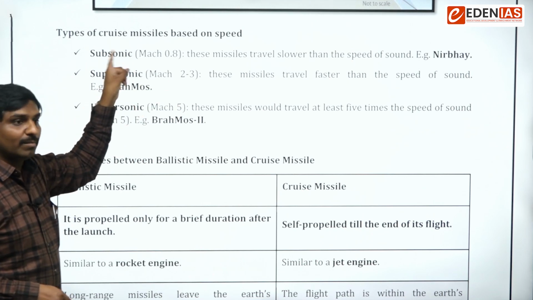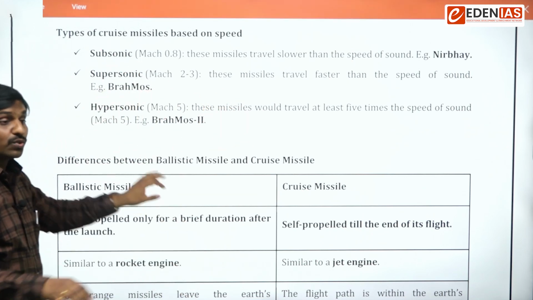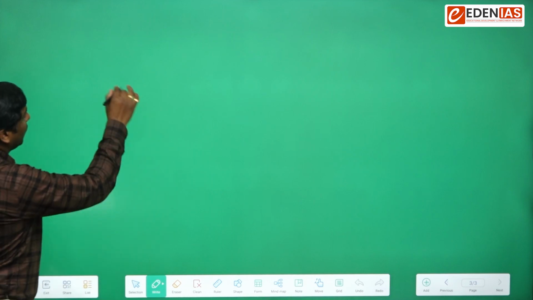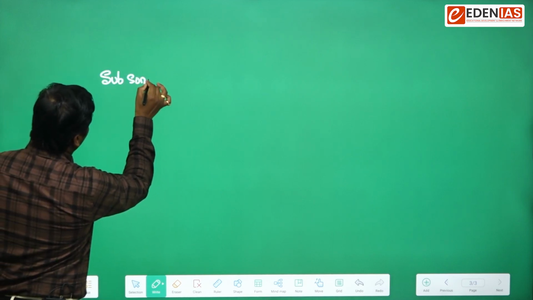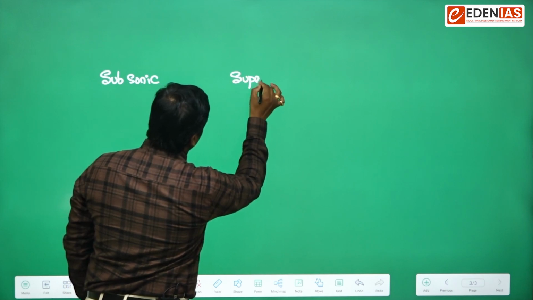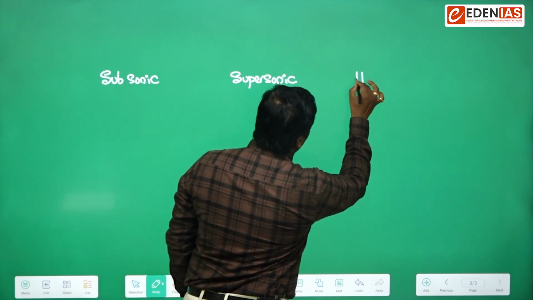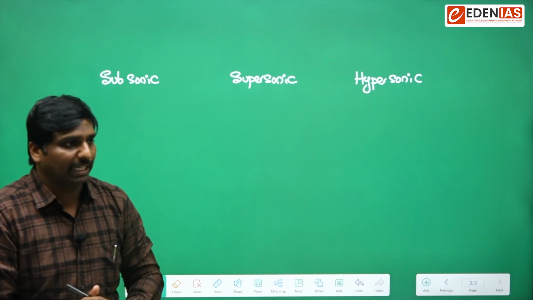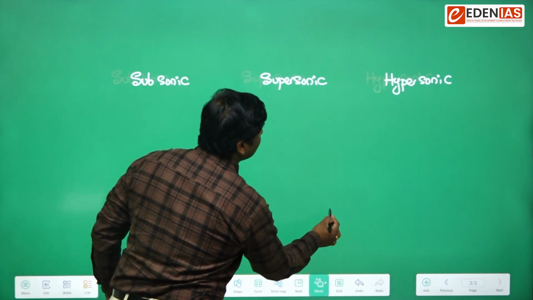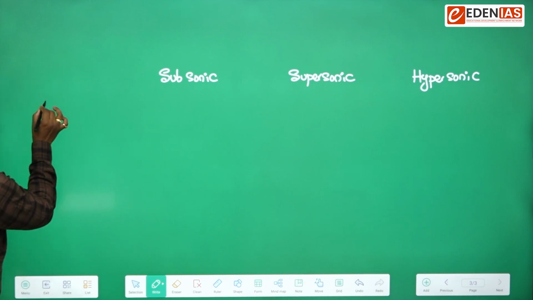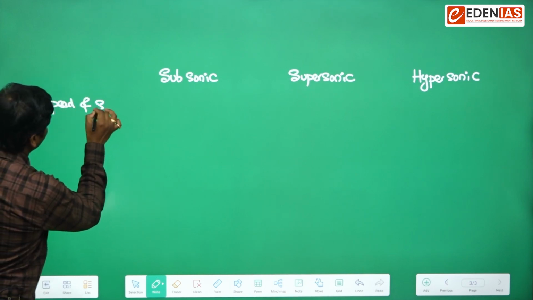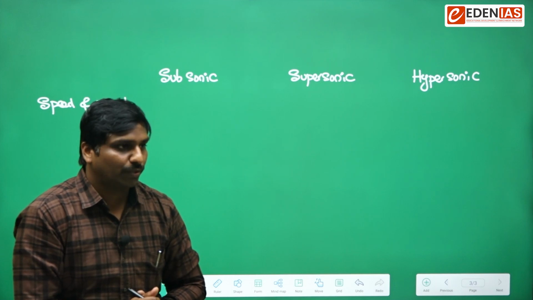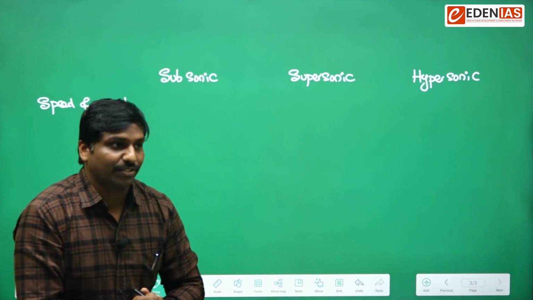Can you see "sonic"? Sonic means it is related to sound. So if we talk from the perspective of sound, there can be three types: subsonic, supersonic, and hypersonic. So missiles can be of three types. What does subsonic speed mean? Usually we measure the speed of missiles in terms of the speed of sound. Do you know the unit of the speed of sound? Yes, it is Mach.